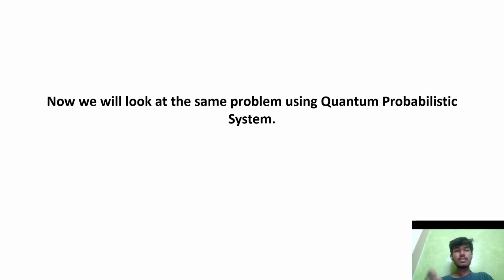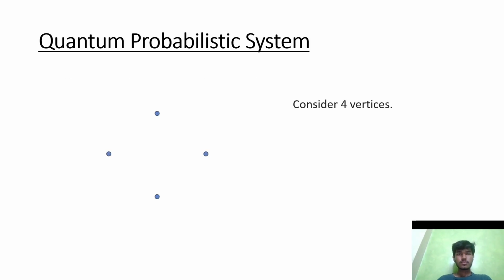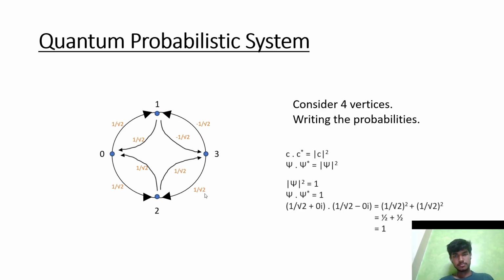Now, we'll look at the same problem using the quantum probabilistic system. In the quantum probabilistic system, all the probabilities are expressed in the form of complex numbers. What that basically means, we'll learn it. So first, again, consider four vertices. Now, write its probabilities. Now, you all might be wondering how I've written 1 by root 2 there.